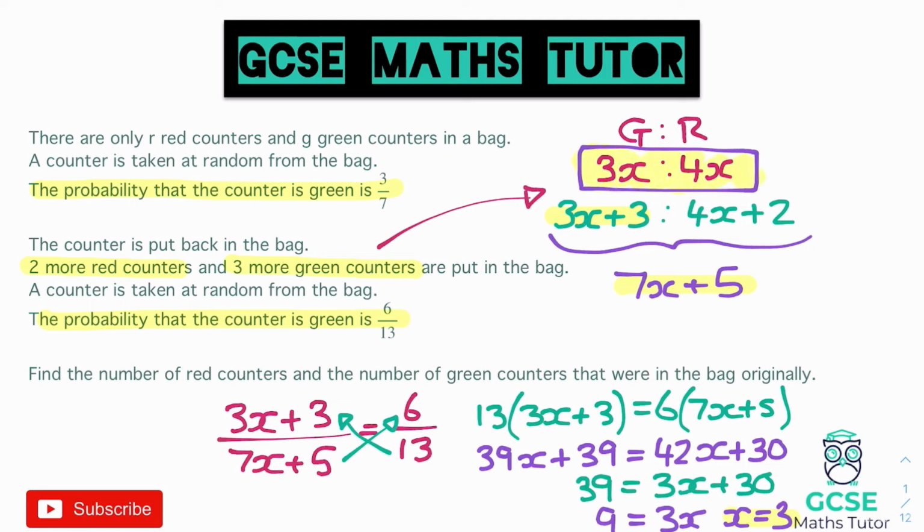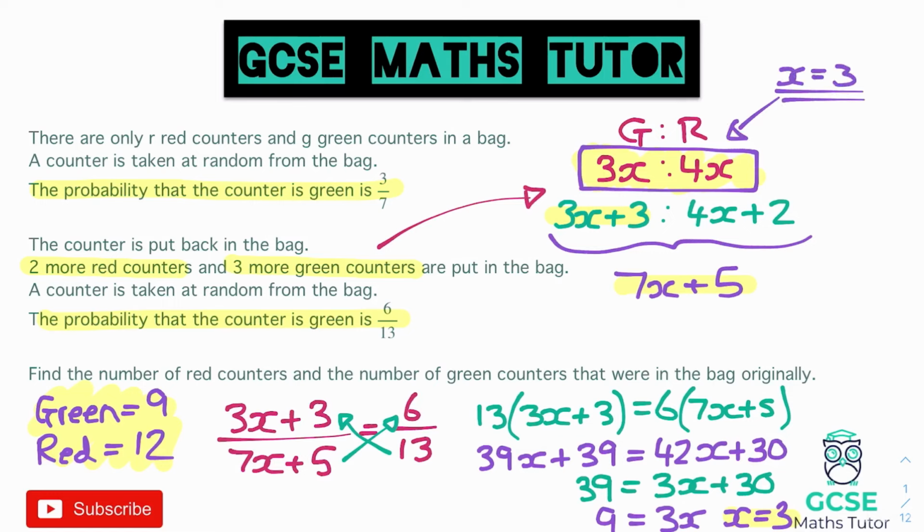So in terms of the original counters, for green, we've got 3 lots of x. We know that x is 3, so let's write this over here. We've got green, which is going to equal 3 lots of 3, which is 9 counters. And for red, we've got 4x, so 4 lots of 3 is 12. And there we go, there's our final answer. So green is 9 and red is 12. Okay, not forgetting, all we've done is we've subbed into here our value, x equals 3. And there we go, there's how to solve that.